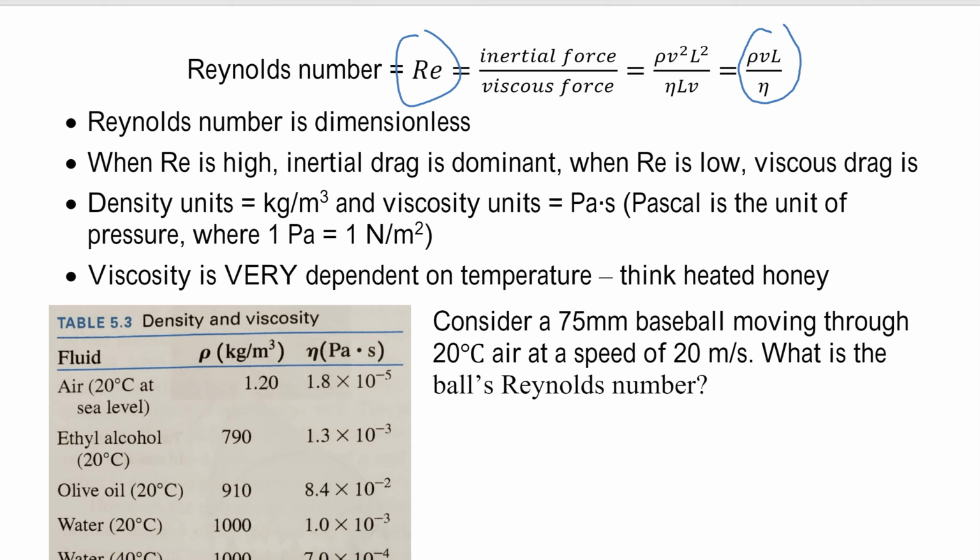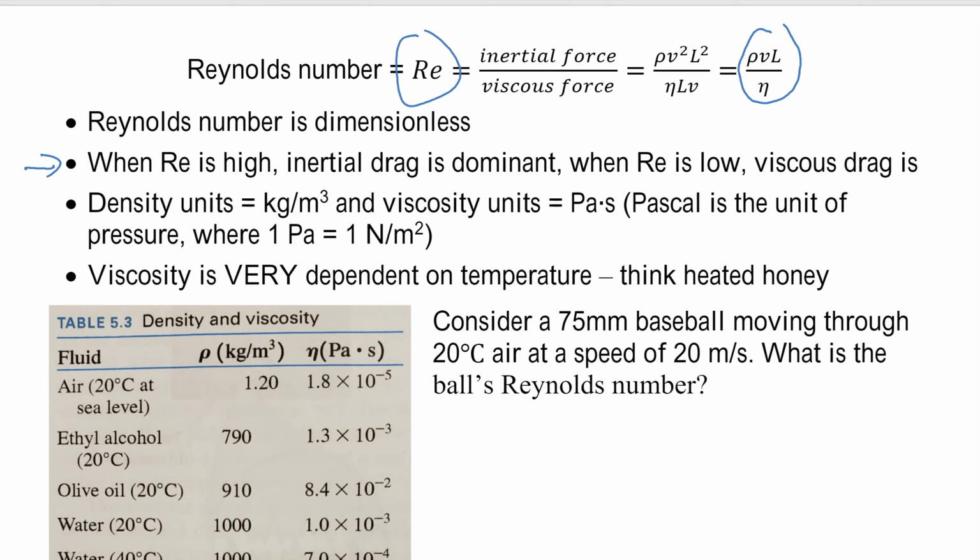Reynolds numbers are dimensionless, so it's like a coefficient. There's no dimension. When the Reynolds number is high, inertial drag is dominant. The numerator is bigger than the denominator, so the inertial drag is dominant. Inertial drag means the pushing force through the fluid is greater than the fluid trying to hold back whatever is going through it. So that's the dominant force.